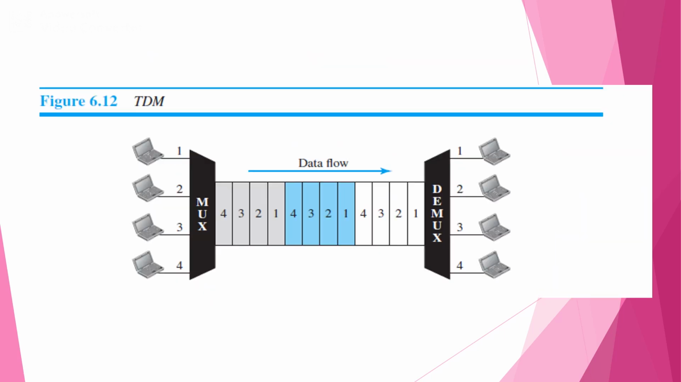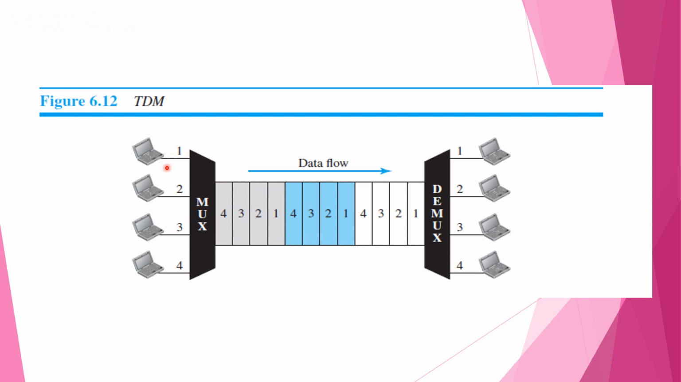The diagram shows the TDM concept. Here we have 4 different signals: signal 1, signal 2, signal 3 and signal 4. All the input signals are digital signals. The digital data from different sources are combined into one time shared link.